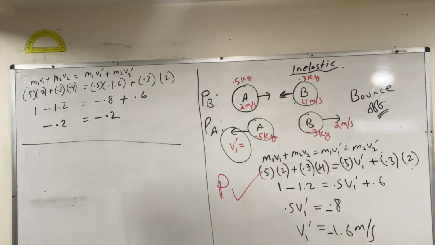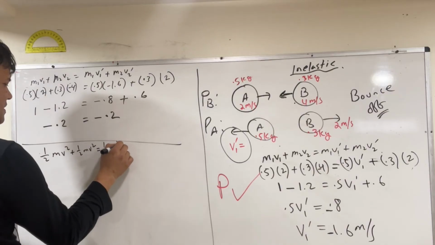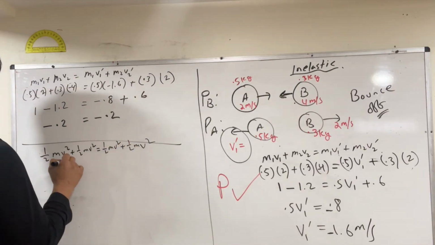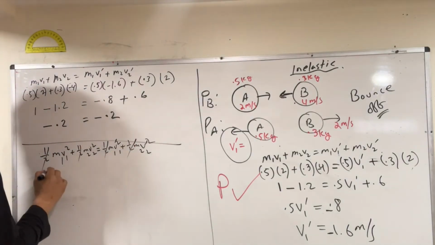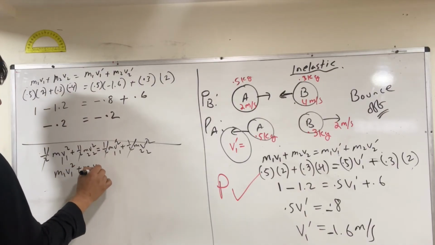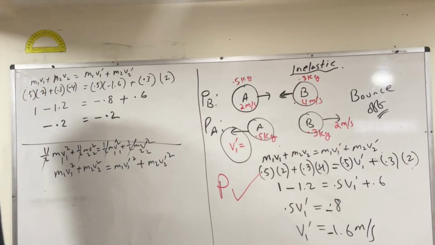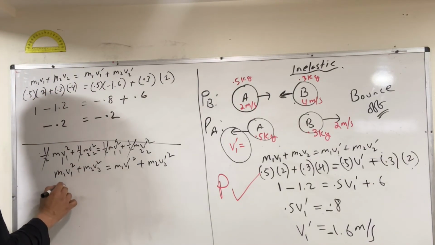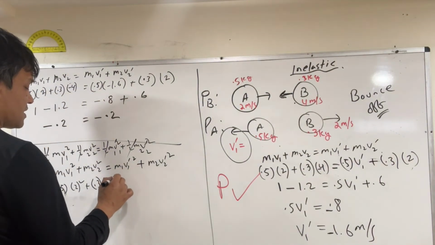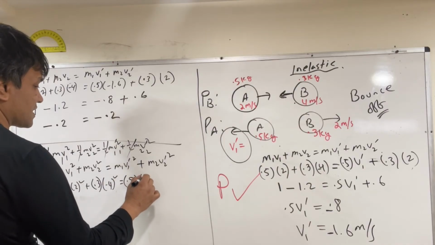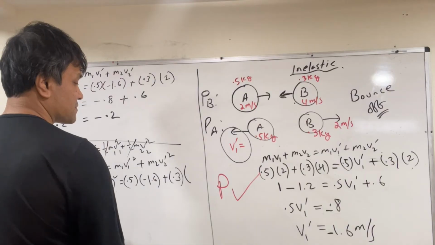conserved, as we see. Kinetic energy: half m1 v1 squared plus half m2 v2 squared is equal to half m1 v1 prime squared plus half m2 v2 prime squared. Halves cancel. m1 v1 squared plus m2 v2 squared equals m1 v1 prime squared plus m2 v2 prime squared. m1 is 0.5, v1 is 2 squared, plus m2 is 0.3, v2 is negative 4 squared, and m1 is 0.5, v1 prime is negative 1.6, m2 is 0.3, v2 prime is 2 squared.